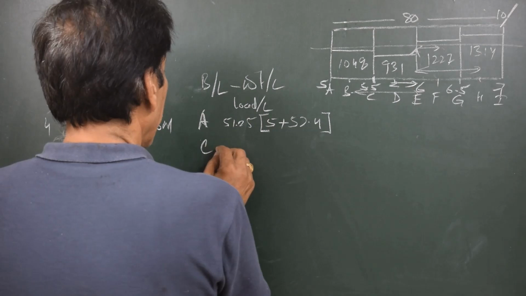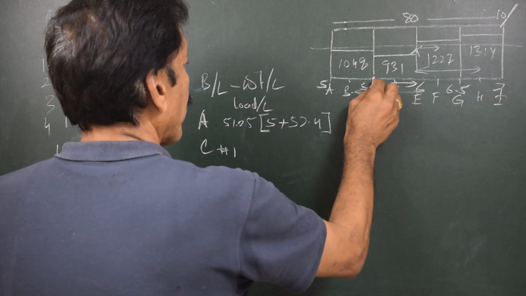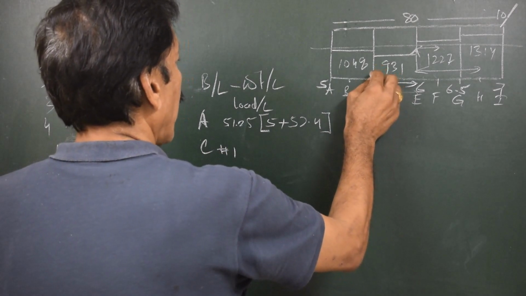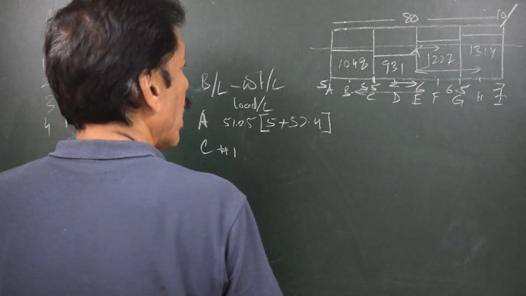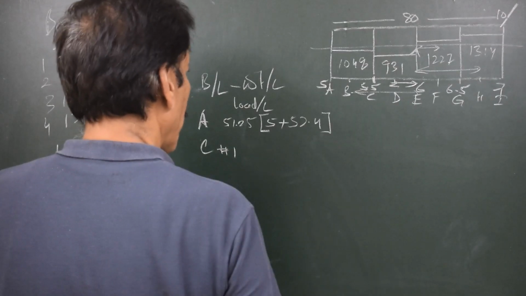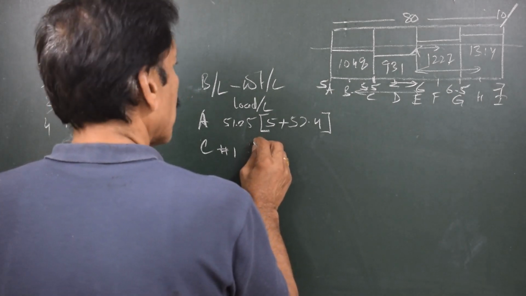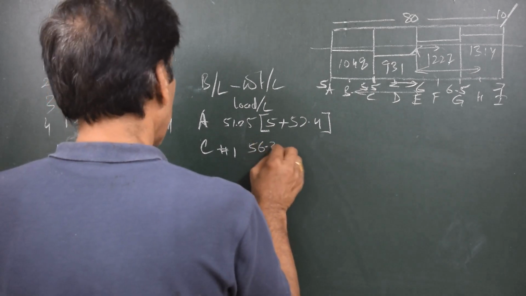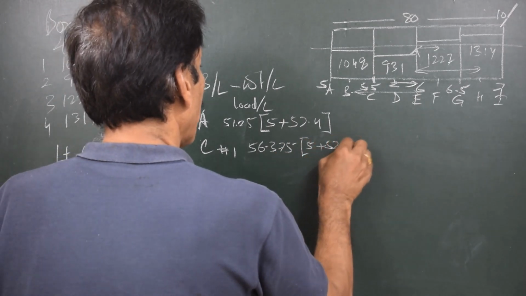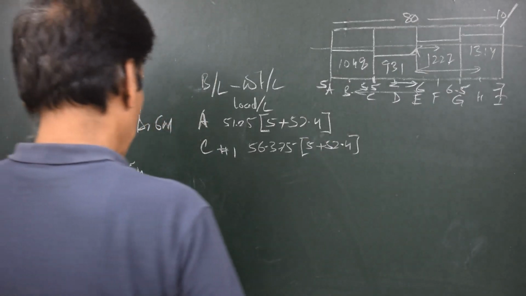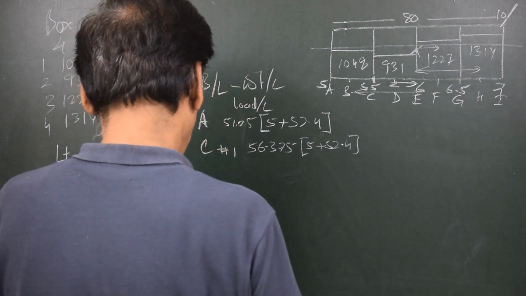At C, in hold number 1, because C is representing the end of hold number 1 and beginning of hold number 2. So at the end of hold number 1, the buoyancy per unit length is 56.375 minus 5 plus 52.4. So we have 51.25 minus.